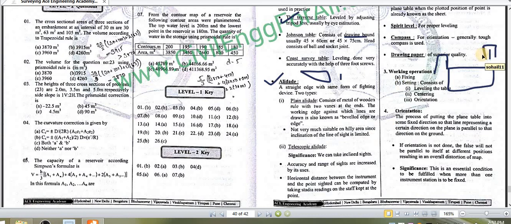So this type of scale is not suitable in case of hilly area because there will be many difficulties in bisecting the object, because you cannot move this scale in the inclined direction. So in that case this type of alidade is not suitable. Okay. Next one is your telescopic alidade.